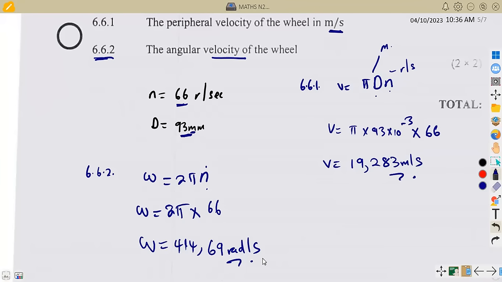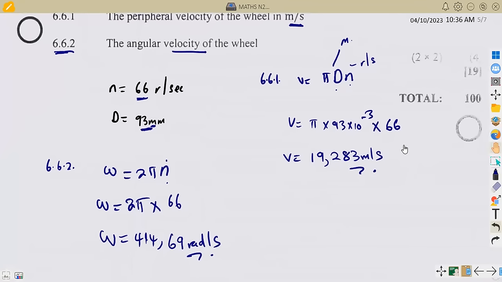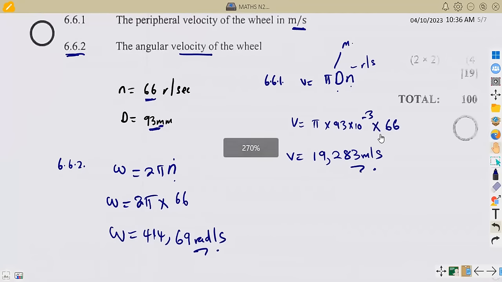So that was the question paper, guys, March 2023 exams, Mathematics N2, having a total of 100 marks. So yes, that's what we had.